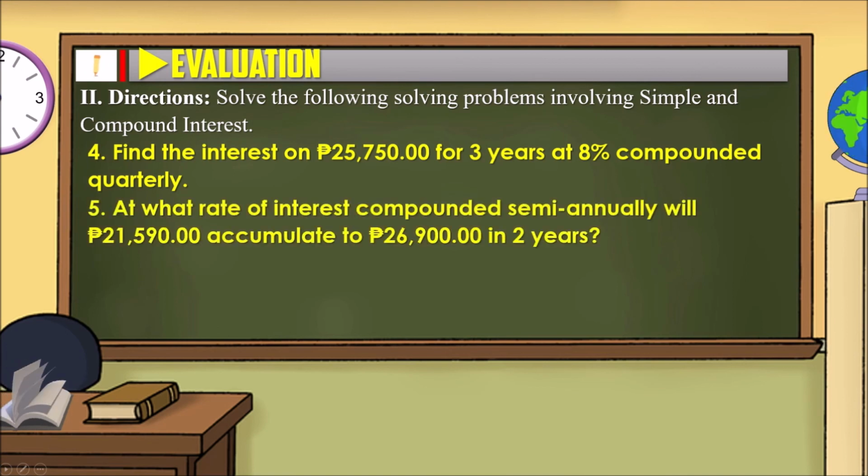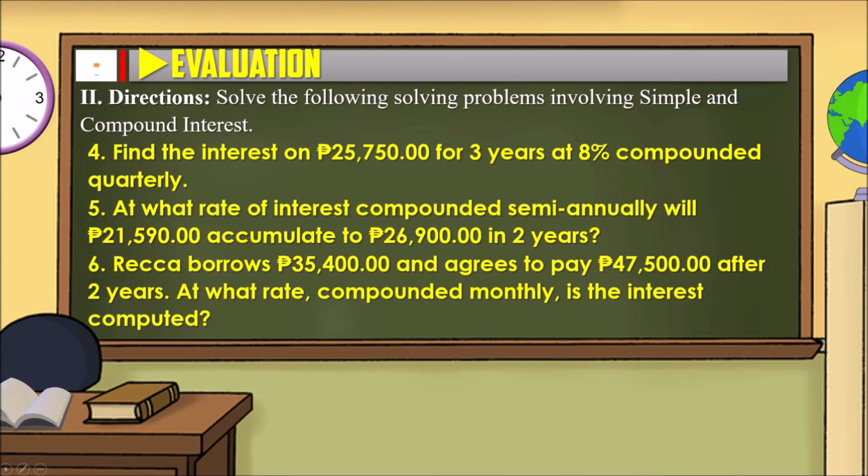Number 5. At what rate of interest compounded semi-annually will 21,590 pesos accumulate to 26,900 pesos in 2 years? Last number, Reka borrows 35,400 pesos and agrees to pay 47,500 pesos after 2 years. At what rate compounded monthly is the interest computed?